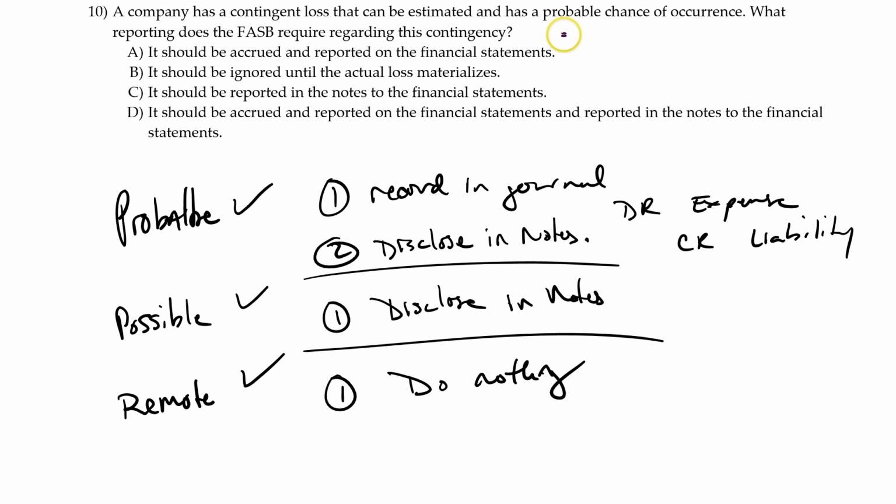So in this case, if there is a probable chance, then we accrue, right, record in the journal, and report in the financial statements. That means disclose in the notes.